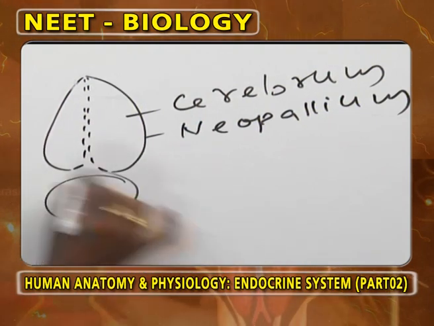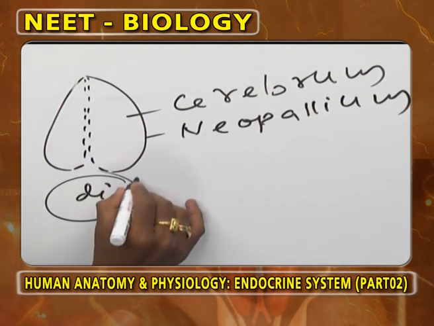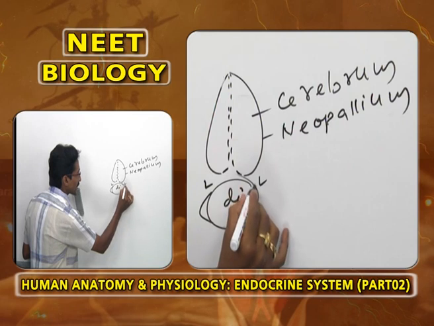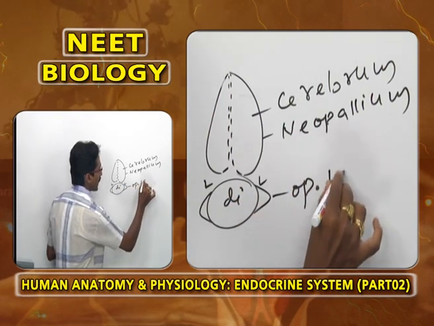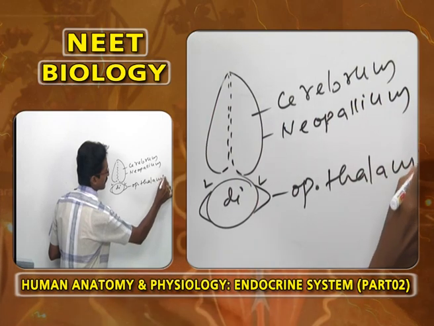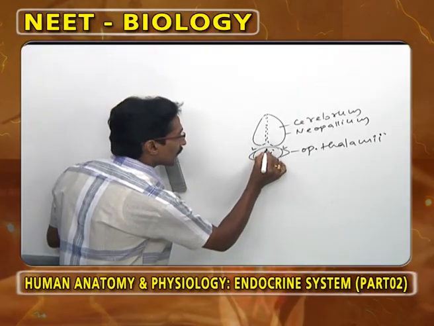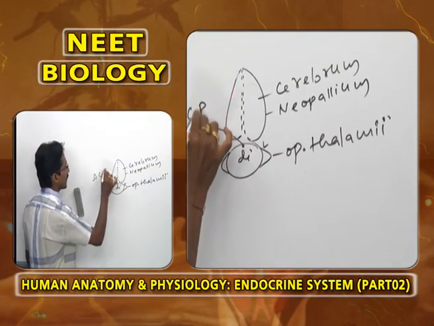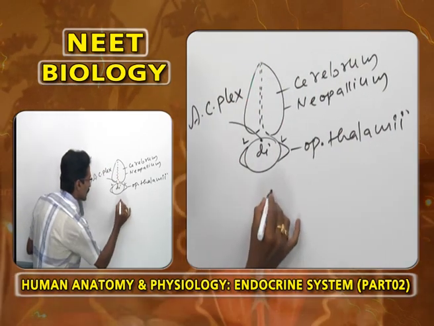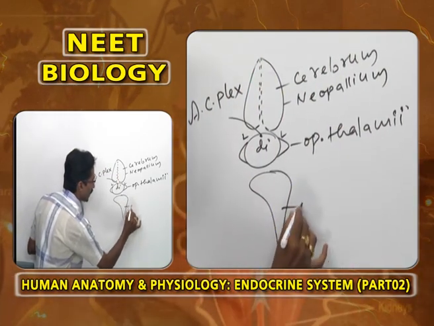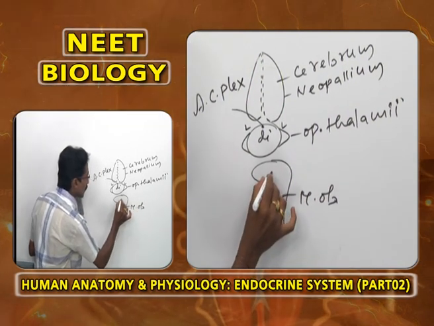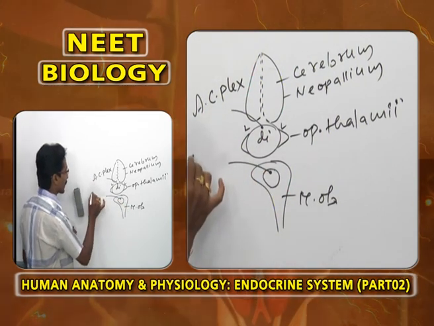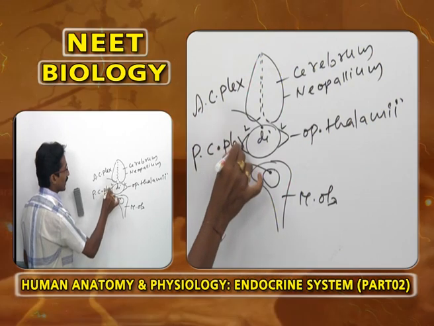Now this one we call the diencephalon. L means lateral sides. The lateral sides of diencephalon we call the optic thalami. The roof of diencephalon has a bunch of blood capillaries, the anterior choroid plexus. Now this one we call the medulla oblongata. The roof of metacele has a bunch of blood capillaries, the posterior choroid plexus.